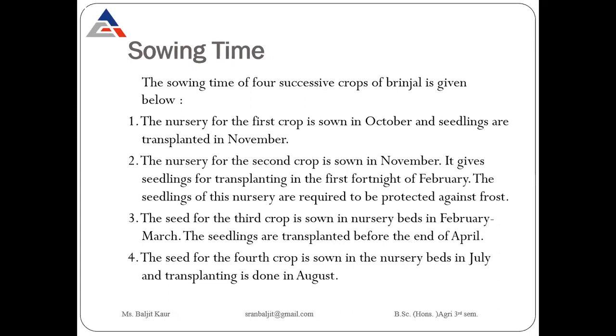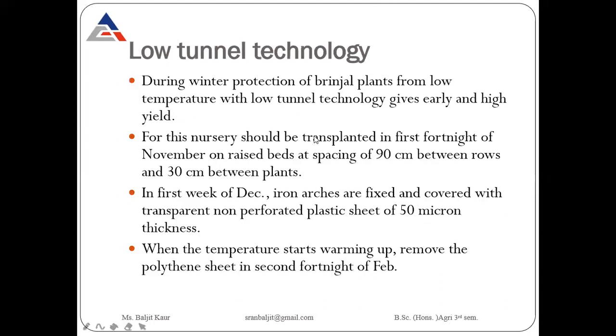The third crop can be raised during February, March, right? So we can sow the crop in February or March, and seedlings can be transplanted before the end of April. And the fourth crop can be sown in nursery beds in July, and transplanting can be done during August. So these are the 4 different times in a year in which the 4 successive crops of brinjal can be taken, right?